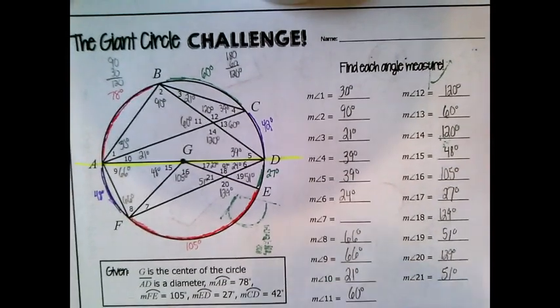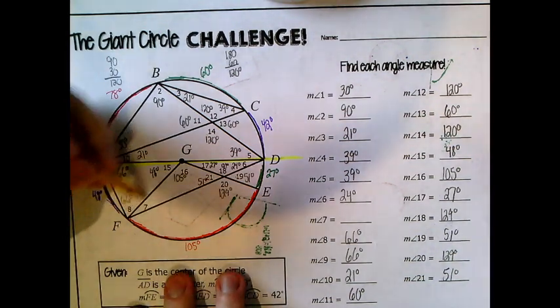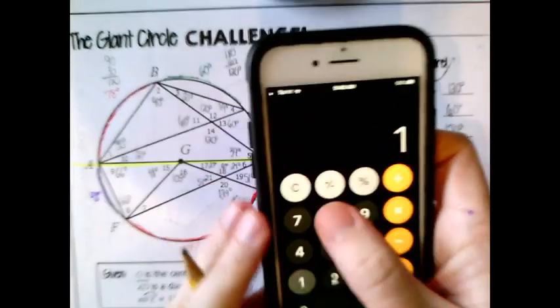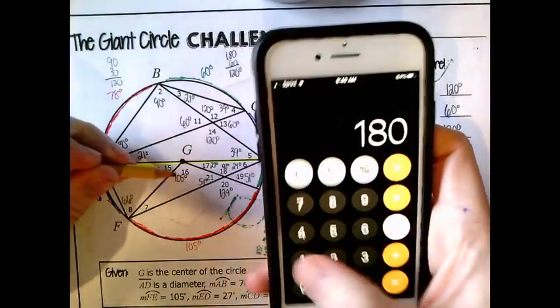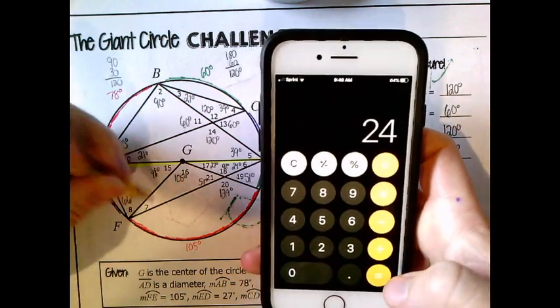And now we should have enough for angle 7. So angle 7, lucky number 7 is our last one. And if you look, I've got a triangle. So I'm going to subtract out 180 minus 105 minus 51, 24 degrees.